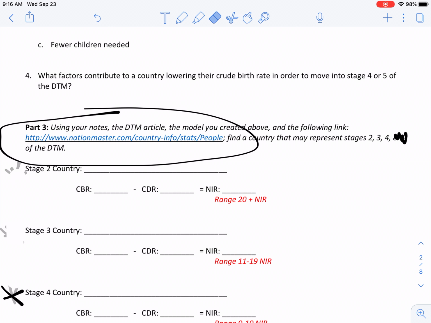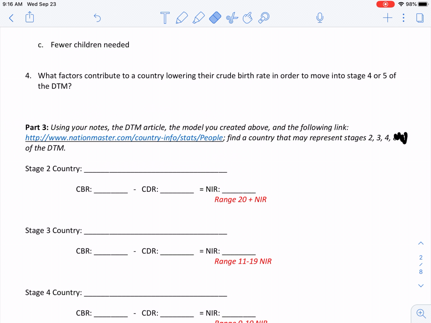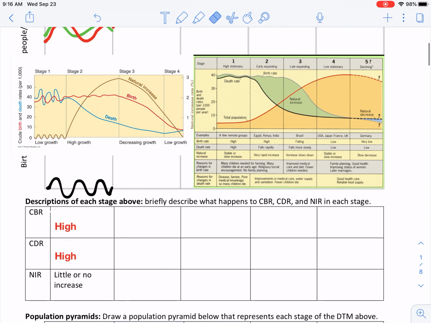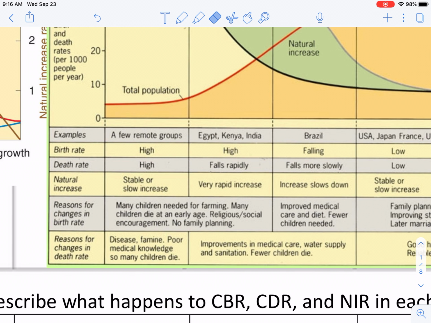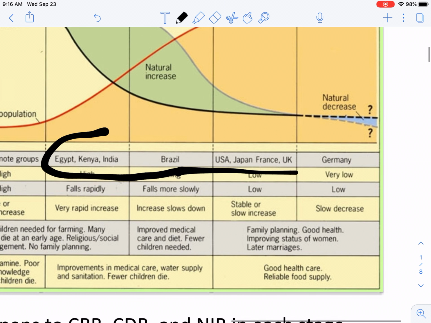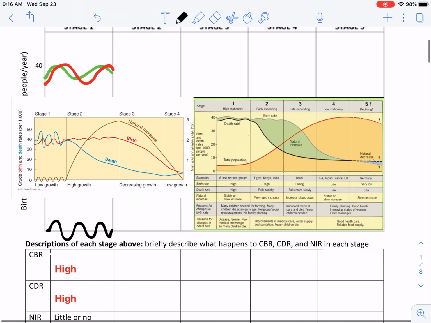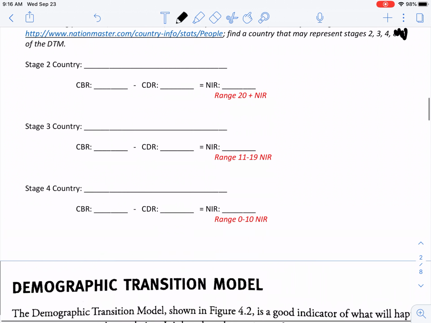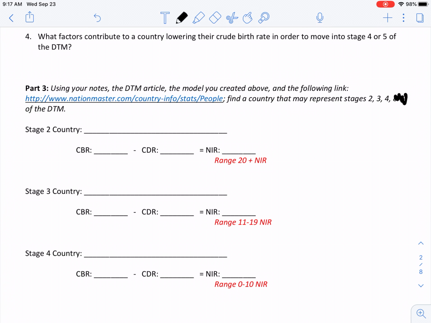But if for some reason you got something against any of those countries, another option is to look at the graphic that I share with you. There are some examples of countries that are in stages 2, 3, 4, and 5, so you could look those countries up. Or if you have a particular country that you are interested in, look it up in Nation Master, and you're going to look for the crude birth rate and the crude death rate for those countries and write them in.